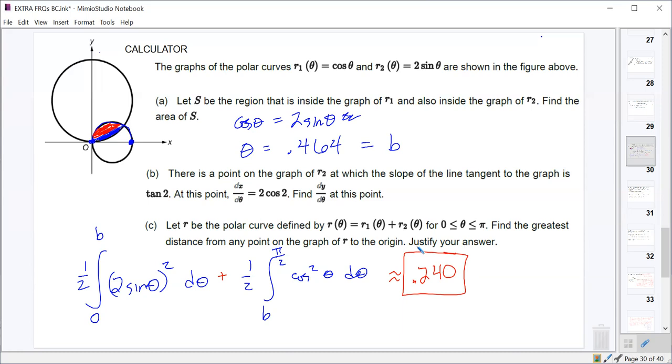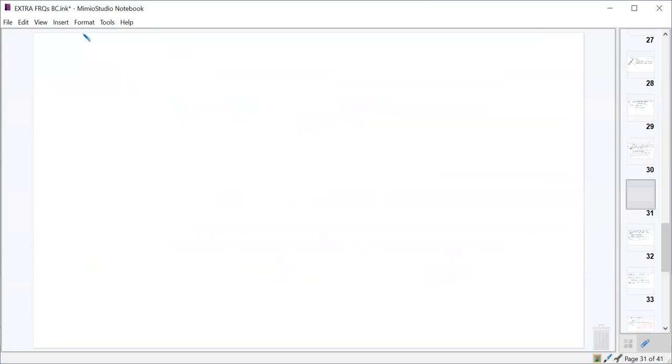Part B, there's a point on the graph of R2 where the slope of the line tangent to the graph is tangent of 2. So we're looking at 2 sine theta. We know dx d theta equals 2 cosine 2 at that point, so we want to find dy d theta. If the slope of the tangent line is tangent 2, so we'll write that out. Tangent 2 is dy dx, right? That needs to equal dy d theta over dx d theta.